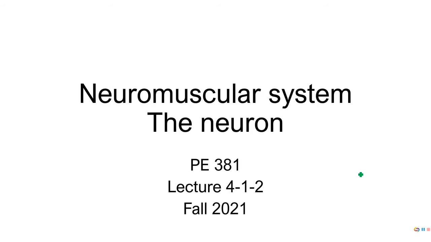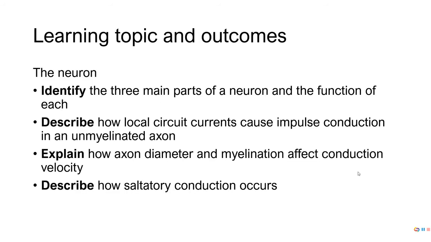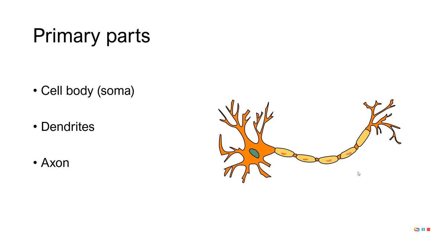Okay, so we're going to talk about the neuron, and we've got a couple of objectives here. Basically just the basic anatomy of a neuron, the functions of each part of the neuron, and then we're going to talk about myelin here. So with the neuron, there are three main parts. You've got the cell body, the dendrites, and the axon.